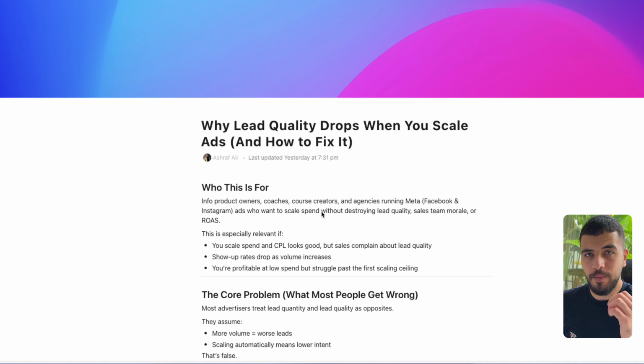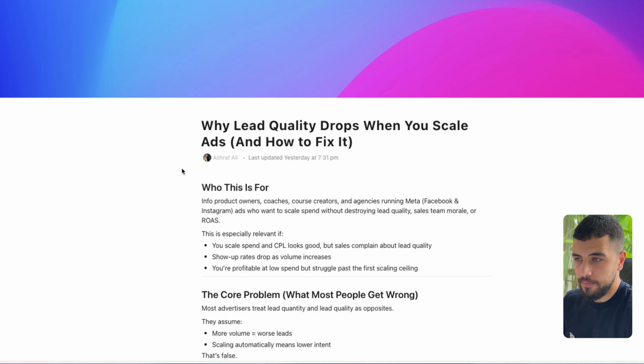Over the next few minutes, we'll be going over why lead quality drops when you scale and how to fix it step by step. This is mainly for info product owners, coaches, course creators, or anyone running a service-based business that wants to scale without destroying lead quality.